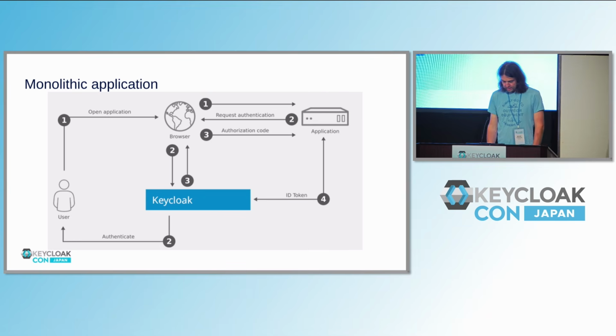So here are some pictures of how a typical workflow can look with the OpenID Connect protocol. When the user opens the browser, he opens the application. The application will redirect the user to Keycloak where he authenticates, and after successful authentication, Keycloak redirects back to the application, and the application is able to exchange the authorization code for the ID token. In the ID token there are claims about the user, and the user can be considered as successfully authenticated by the application.